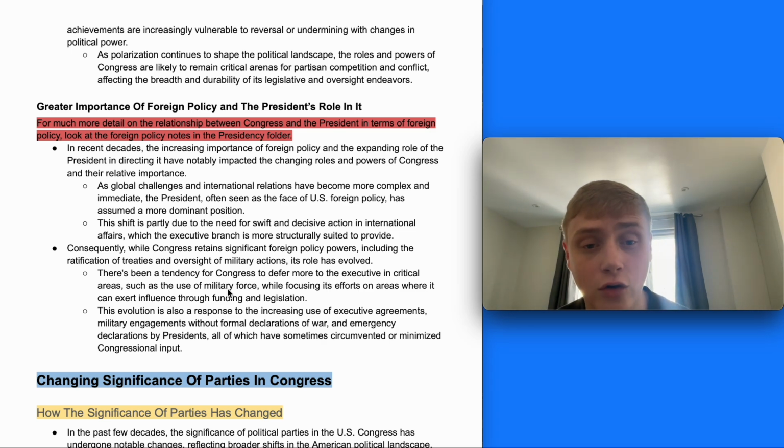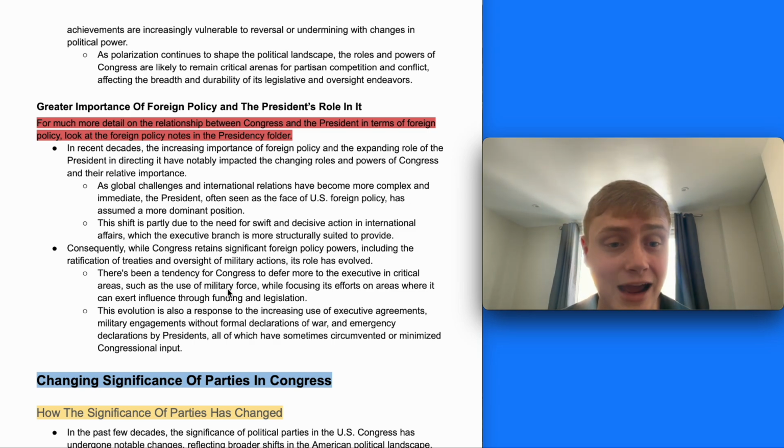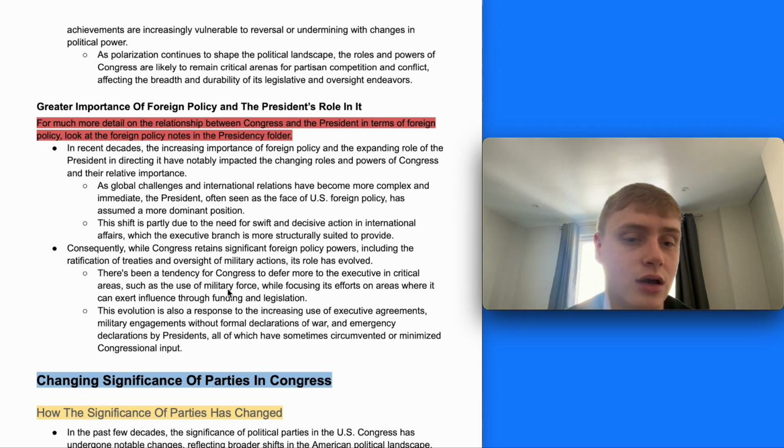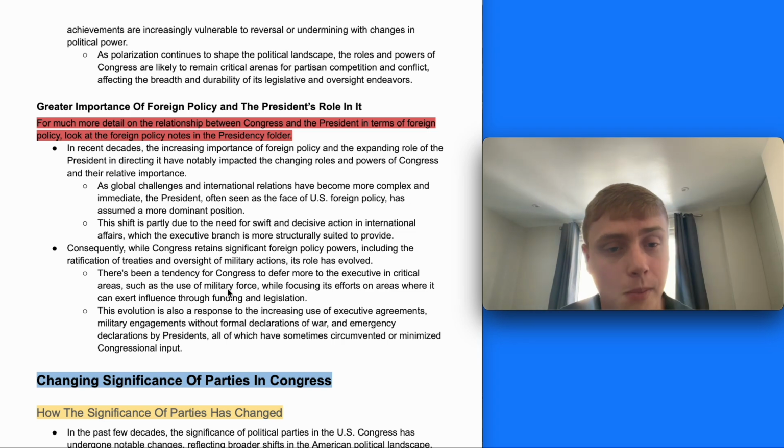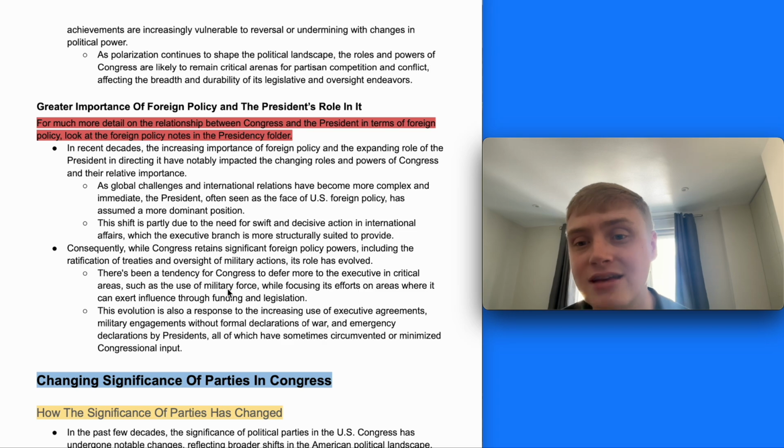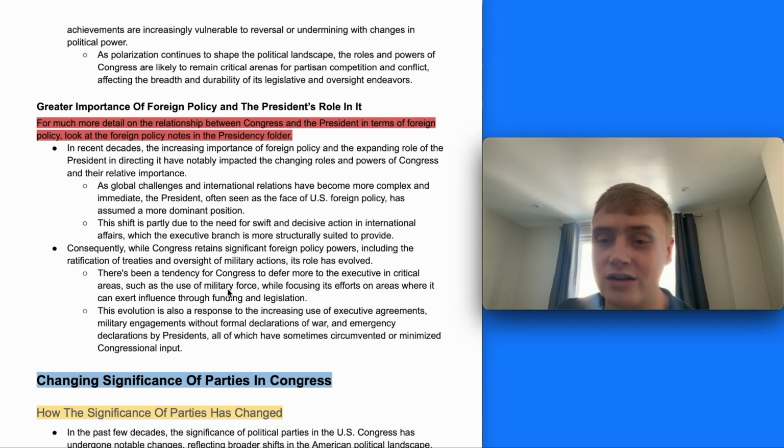There's been a tendency for Congress to defer more to the executive in critical areas, such as the use of military force, whilst focusing its efforts on areas where it can exert influence, such as using the power of the purse and funding and legislation. And this is also a response to the increased use of executive agreements, military engagements without formal declarations of war, and emergency declarations by presidents. And these are all ways in which, in relation to foreign policy, the president has effectively circumvented Congress and gained more power themselves.